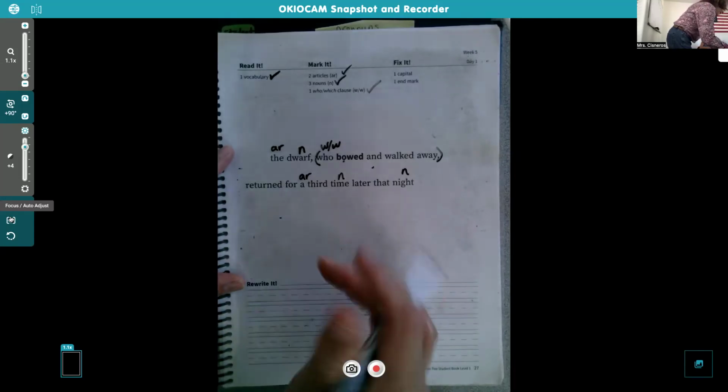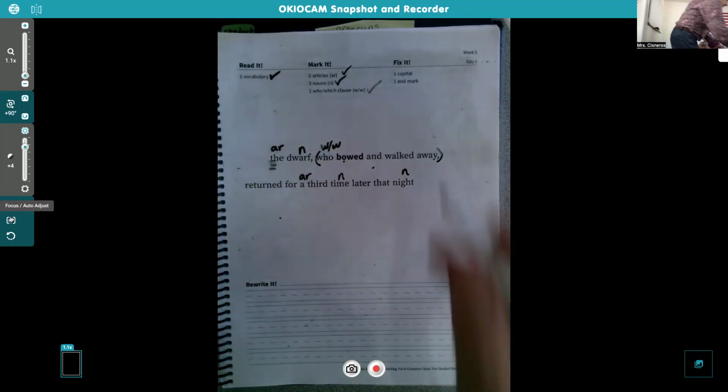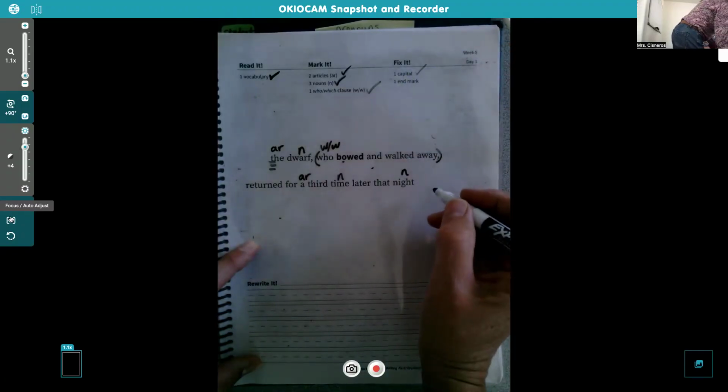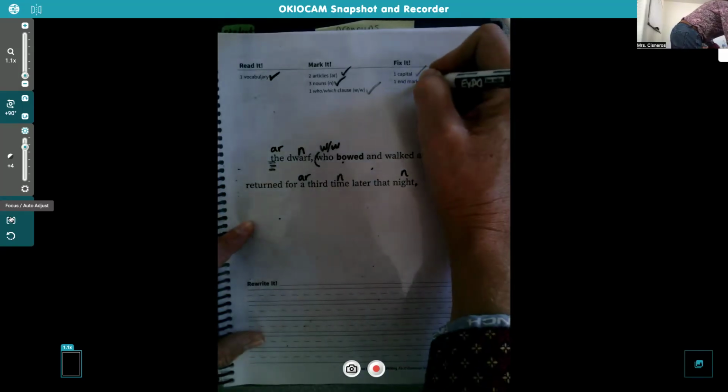That's the clause. And a way to know where it ends is look for the comma. But another way to know where it ends is after who, ask yourself who what? Who bowed and walked away. That's how you know the end of the clause, okay? So that's the whole thing there. Capital. How about Jason? What word should be capitalized? The very first word of the sentence. And Evangelina, what about the end mark? What do we need at the end? That starts with P. There you go, period. All right. We did it.